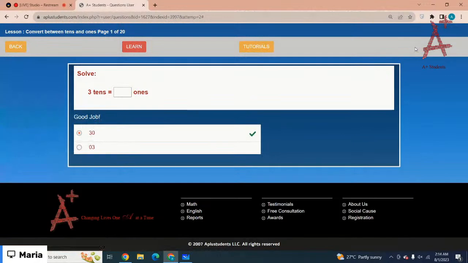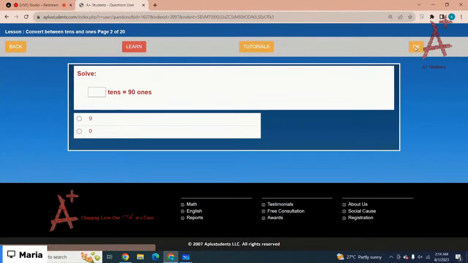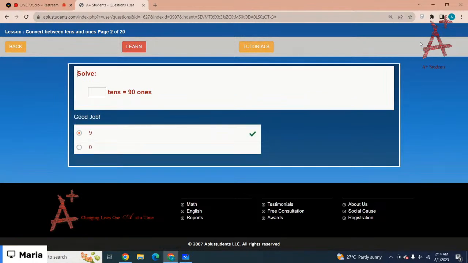Number of tens and number of ones are always equal. So you have 90 ones here. You can see the digit at the tens position is 9. So in 90 ones you have 9 tens. Got it? 90 ones equal 9 tens.